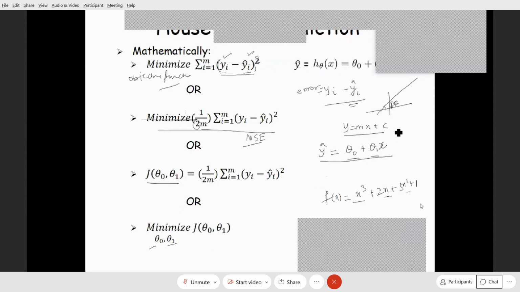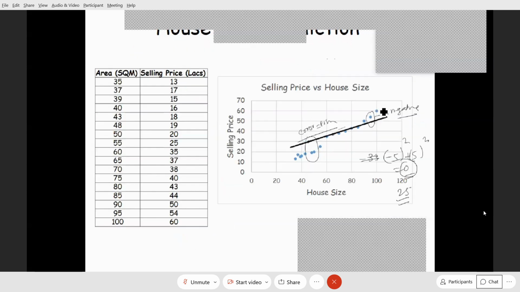So the value of y cap will be the same for every value. Why will it be the same if your x is varying? Why will y cap be the same for everything? The line is the same for every equation, but the points are different. For example, suppose my equation of the line is y cap equal to 4 plus 3x. This is my solution.